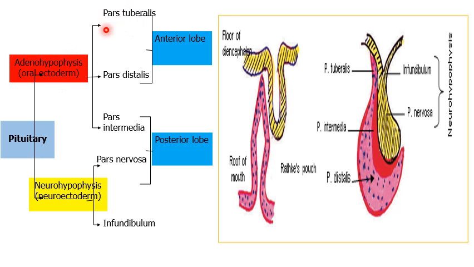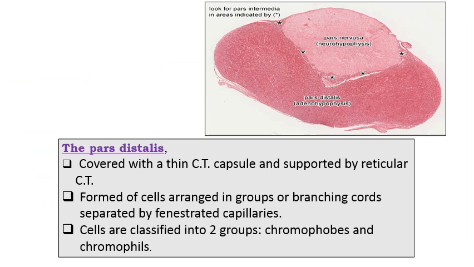Adenohypophysis has three different parts: pars tuberalis, pars distalis, and pars intermedia. The pars tuberalis with pars distalis form the anterior lobe, and the neurohypophysis is formed of pars nervosa and the infundibulum. The pars intermedia with pars nervosa form the posterior lobe of the pituitary gland.